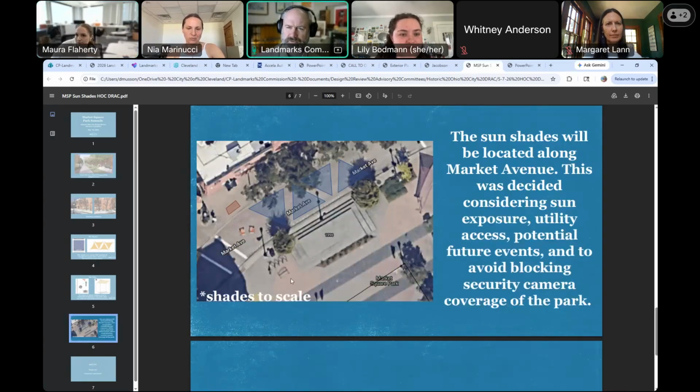I just had one clarification question. Are the poles being installed in the former Market Avenue, or are they going to be installed above the curb line, on the sidewalk or park? I believe they should be in Market Avenue.